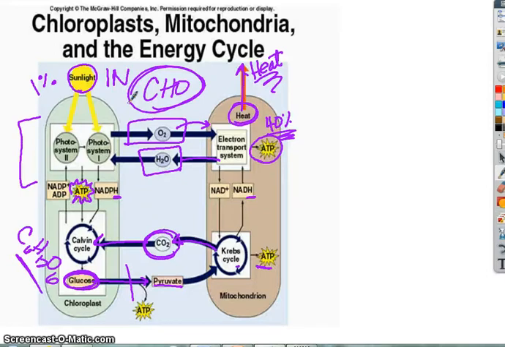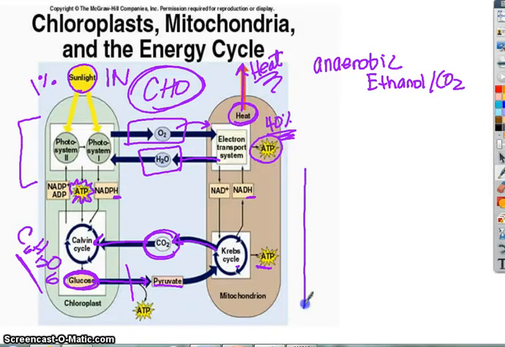Now we do have some bacteria that only do anaerobic respiration. We know about that. Anaerobic, they make ethanol and carbon dioxide. But all eukaryotic organisms, including plants, are doing cell respiration with mitochondria. It's a huge misconception that plants do photosynthesis and animals do cell respiration. Plants do both. The only difference is, in order for us to do cell respiration, we have to eat our glucose. We have to get our glucose from another source. Plants are making their own glucose.